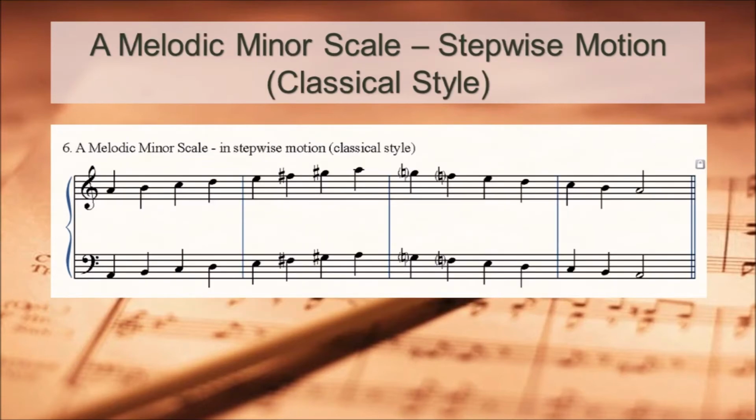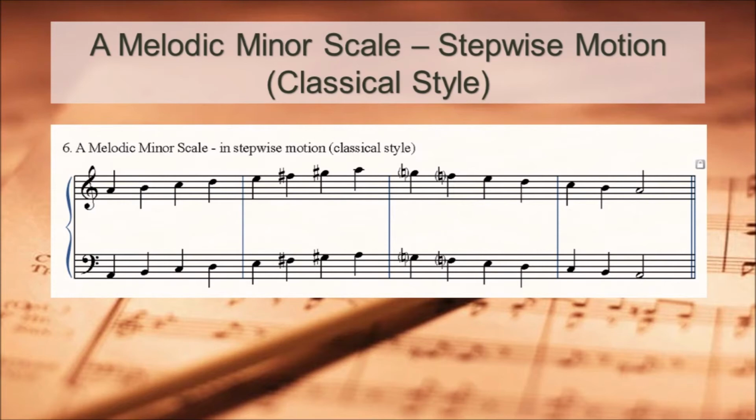Okay, now here's the A melodic minor scale in stepwise motion. Now this is the classical style. Now remember back when we were looking at the A major scale, I said remember about the 6th and the 7th degree, being F sharp and G sharp, right?